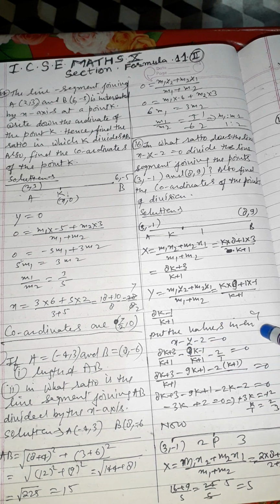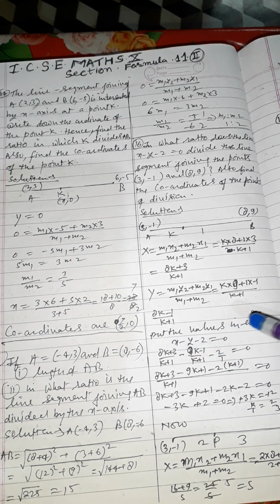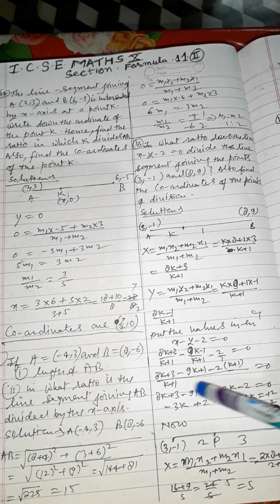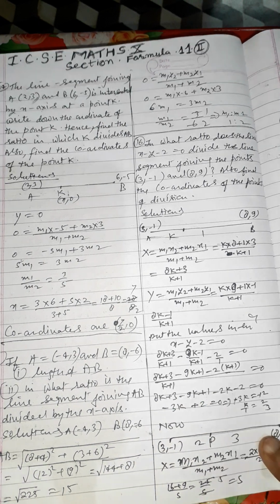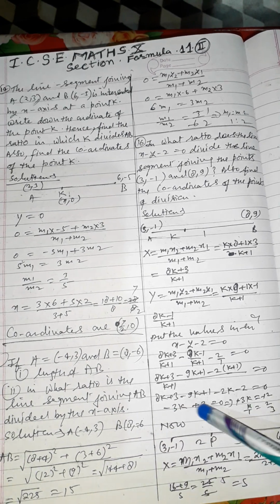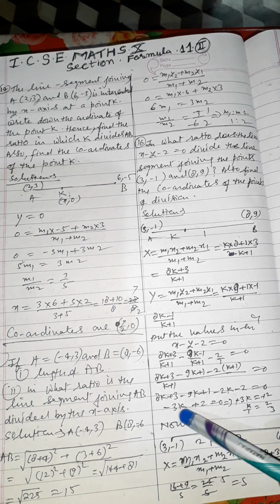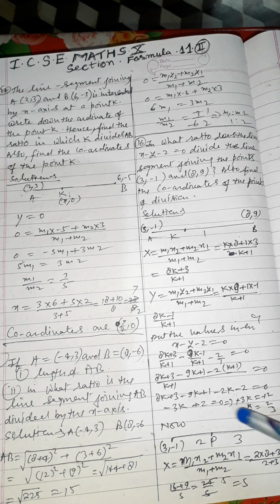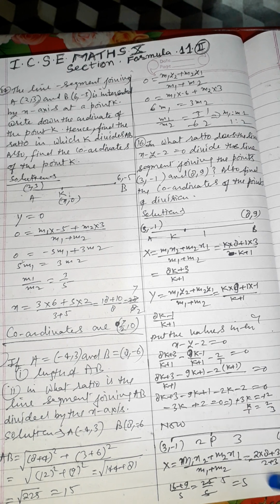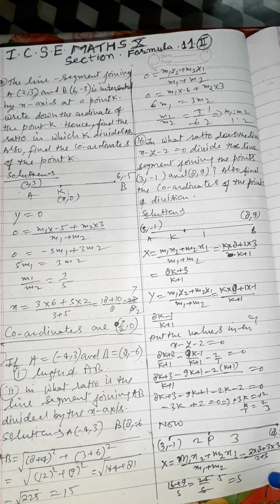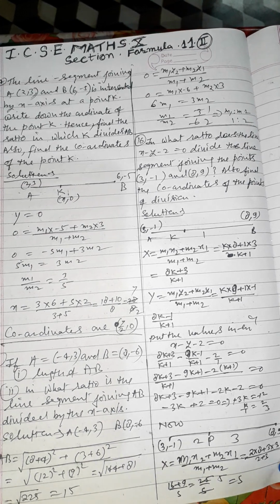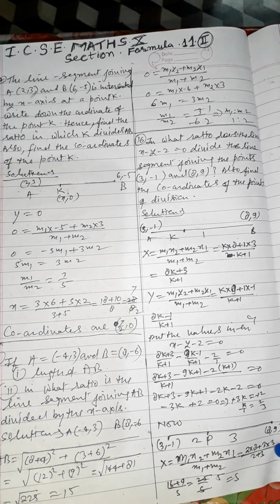Put the value in equation number 1. Then x minus y minus 2 is equal to 0. After putting the values in and taking the LCM k plus 1, it is 8k plus 3 minus 9k plus 1 minus 2k minus 2 is equal to 0. Then minus 3k plus 2 is equal to 0. Then k upon 1 is 2 upon 3. Taking this with (3, minus 1) and (8, 9), the ratio is 2 is to 3.